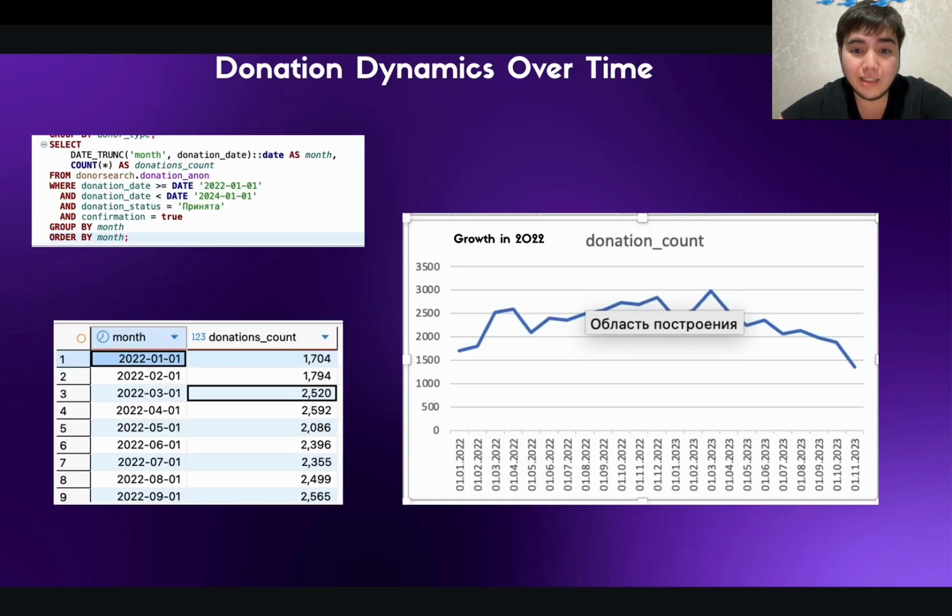Next, I analyzed donation trends over time. I found that there was clear growth during 2022 and then a gradual decline in 2023. As we can see by this graph, by these lines, it goes up in 2022 and then goes down.